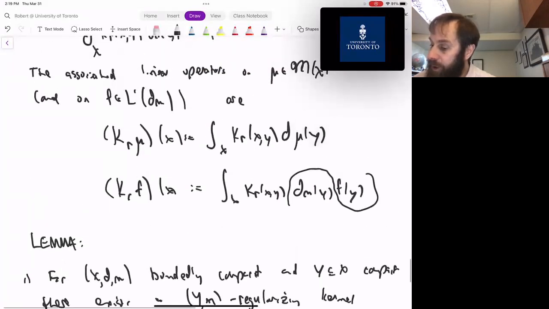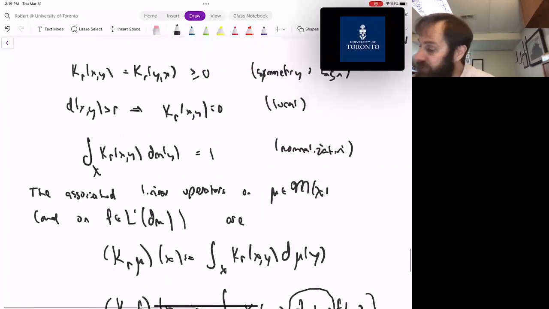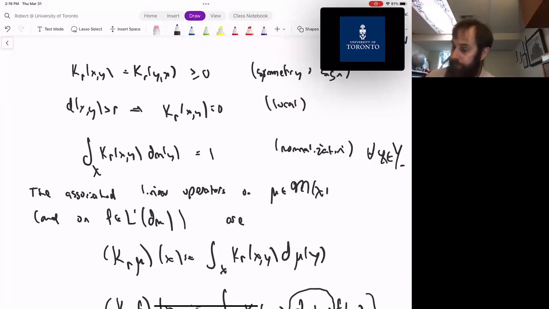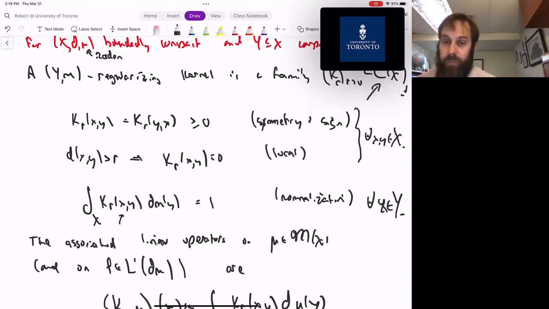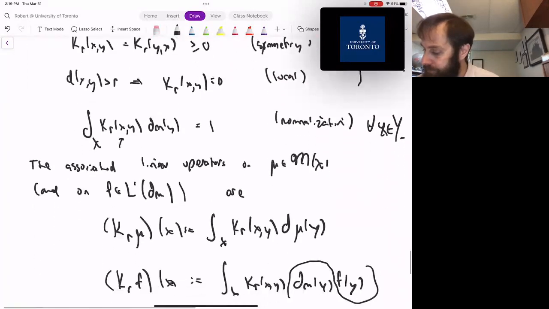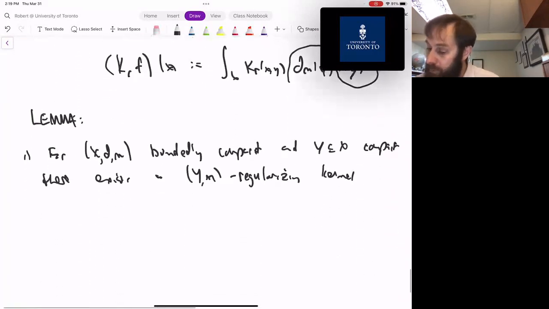I wasn't too careful. I should have said the normalization holds for every x in y. So probably we want these properties for all x and y, but we only want this normalization when this variable is in y, and that's how it depends on the compact subset y. Okay. So first of all, such things exist.